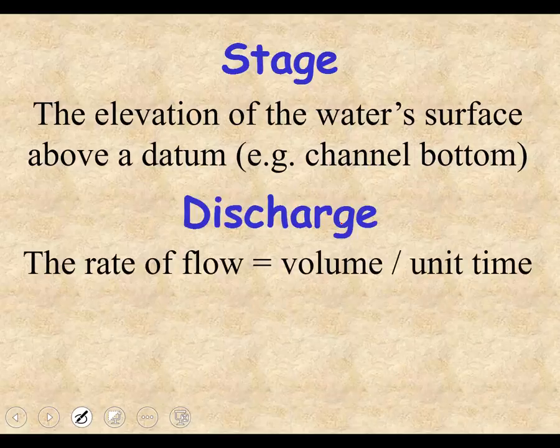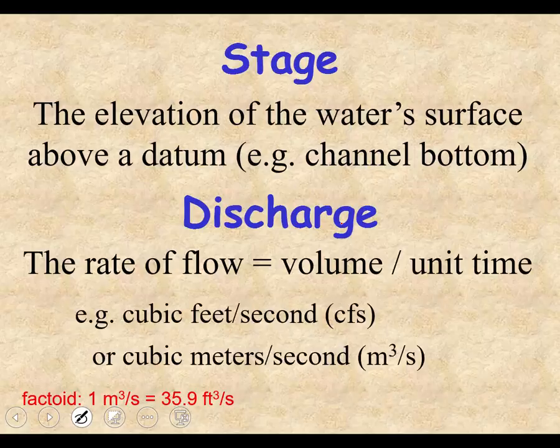The discharge of that river is the rate of flow, not the elevation of the water, but the rate of flow. And it's volume per unit time, so it might be cubic feet per second, which is what we use in the U.S., meters per second in the rest of the world, and you'll see these terms kind of used interchangeably.